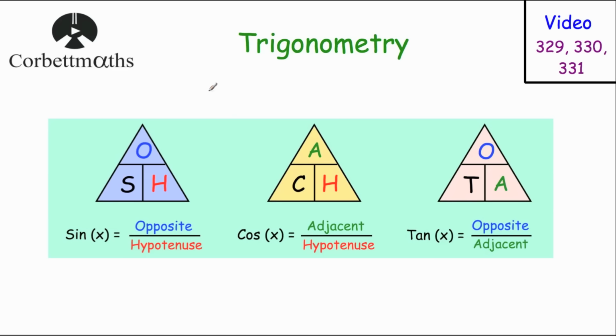Now it's very important to know the trigonometric ratios, or the trig ratios, which is sine is equal to opposite over hypotenuse, cos is equal to adjacent divided by hypotenuse, and tan is equal to opposite divided by adjacent.